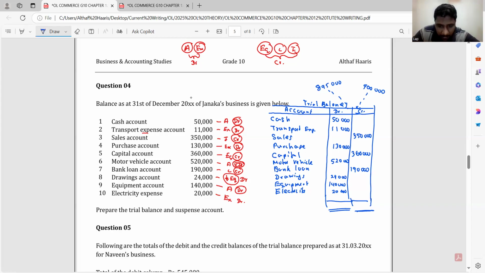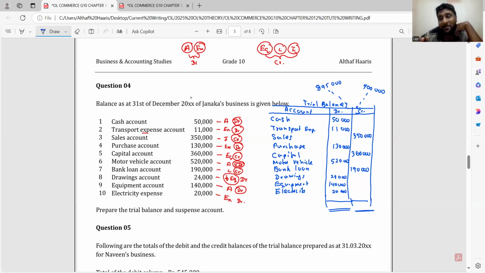Now, people, from this question, you can understand the trial balance is not balancing. Why is it not balancing? There are mistakes. Why is the trial balance not balancing? Because there are mistakes. That's why it is not balancing.